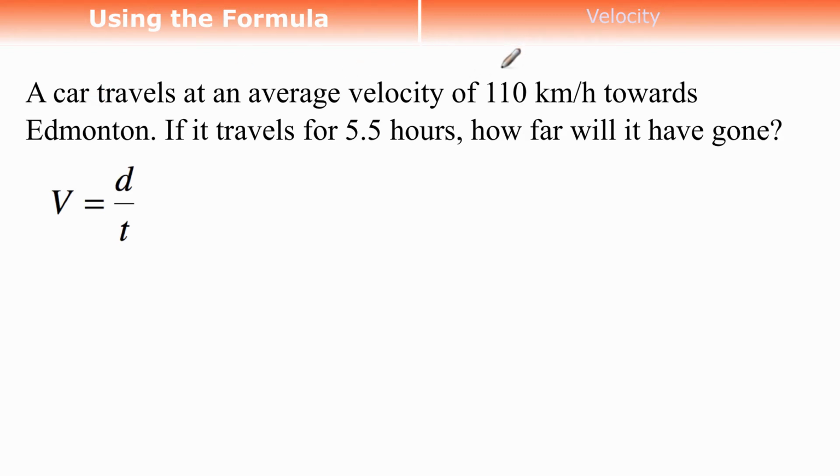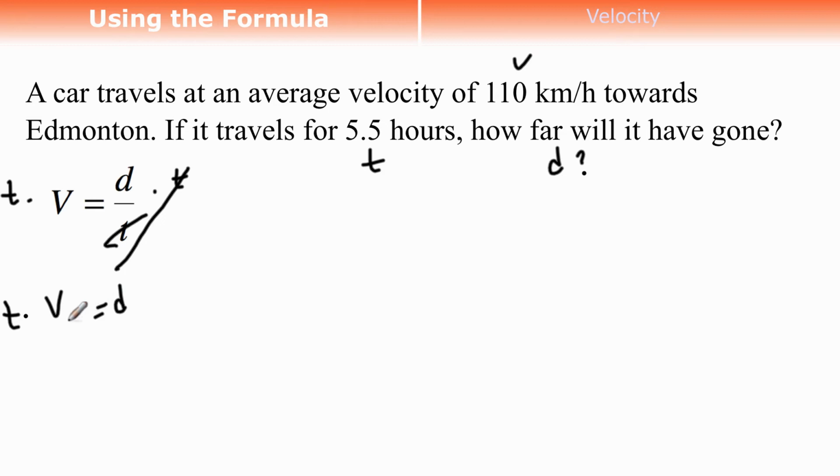Car average velocity, here's my velocity, and it goes for this much time, so this would be time. The question is how far it's gone. They're looking for the distance. So let's manipulate this equation here for distance. I want to get rid of the time on this side, so I'll multiply this up by time. As long as I multiply that by time, we're good. These two times cancel, so I'll be left with distance is equal to velocity times time.